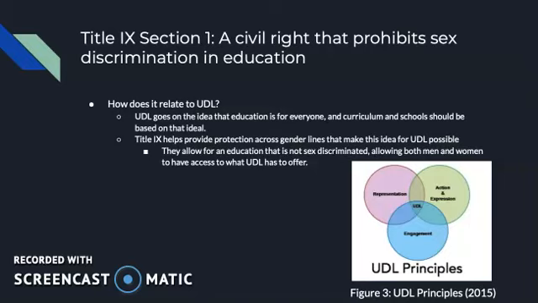They allow for an education that is not sex discriminated, allowing both men and women to have access to what UDL has to offer. And this image on the right shows how UDL is a threefold process based on representation, engagement, and action and expression. Title IX really helps with the representation and engagement pieces of this because it allows for everyone to be represented and engage in the school curriculum. And Title IX is a tool that we can use to ensure that these pieces of the Universal Design for Learning are achieved.